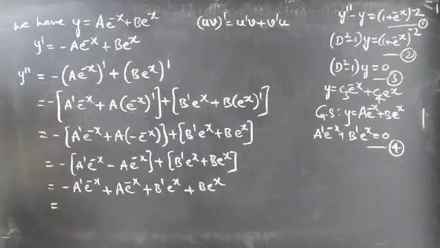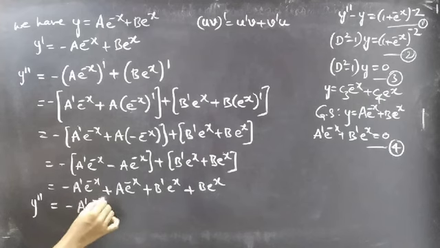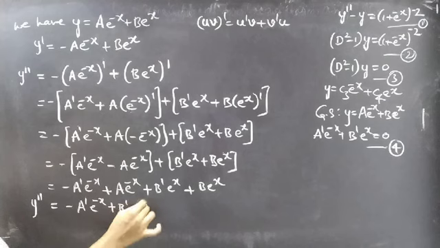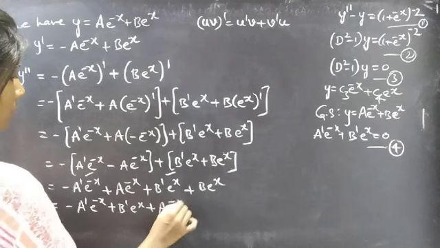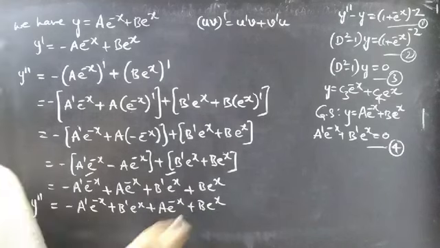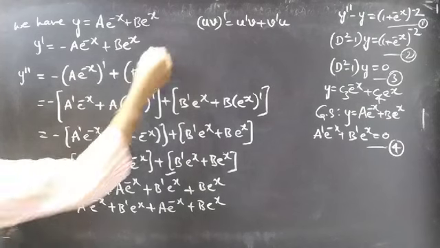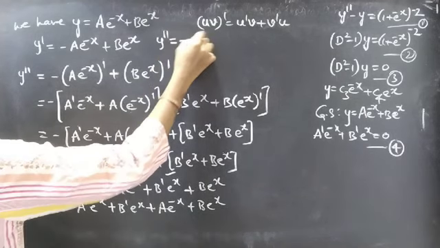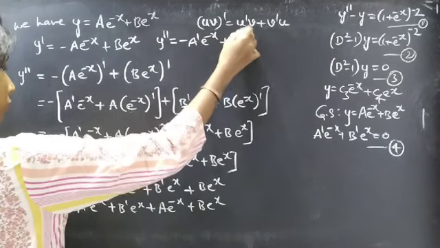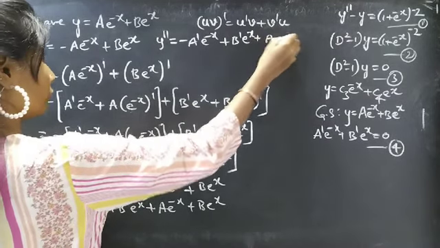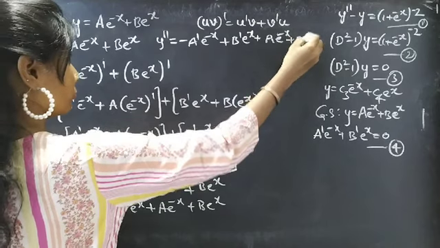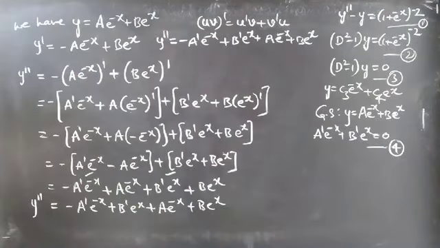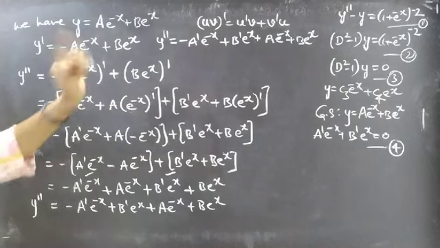Let's now write the terms involving a dash and b dash firstly, and later we'll write the terms involving a and b. We'll have y double dash equals minus a dash e power minus x plus b dash e power x. Now write the terms involving a and b: plus a e power minus x plus b e power x. So finally we got y double dash. Let's now substitute y double dash and y in equation 1.